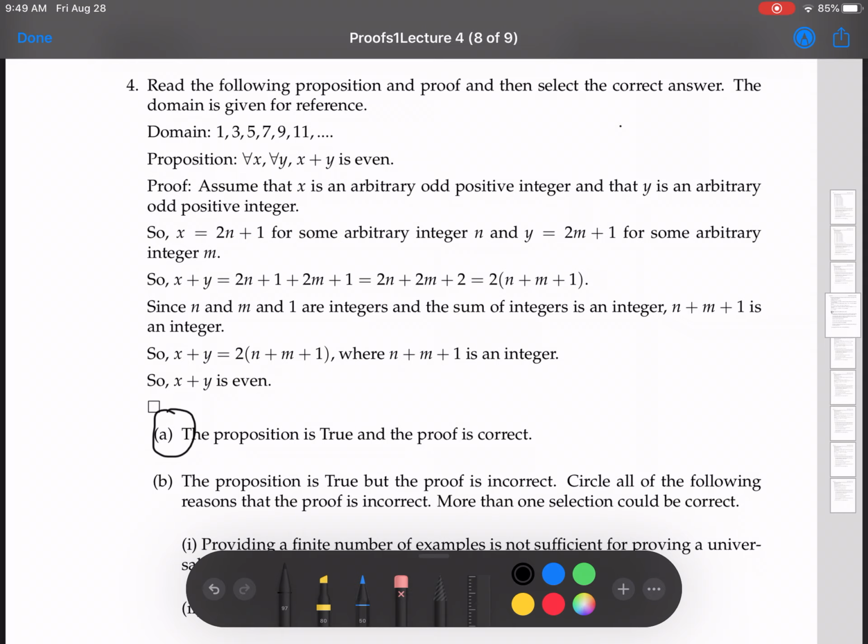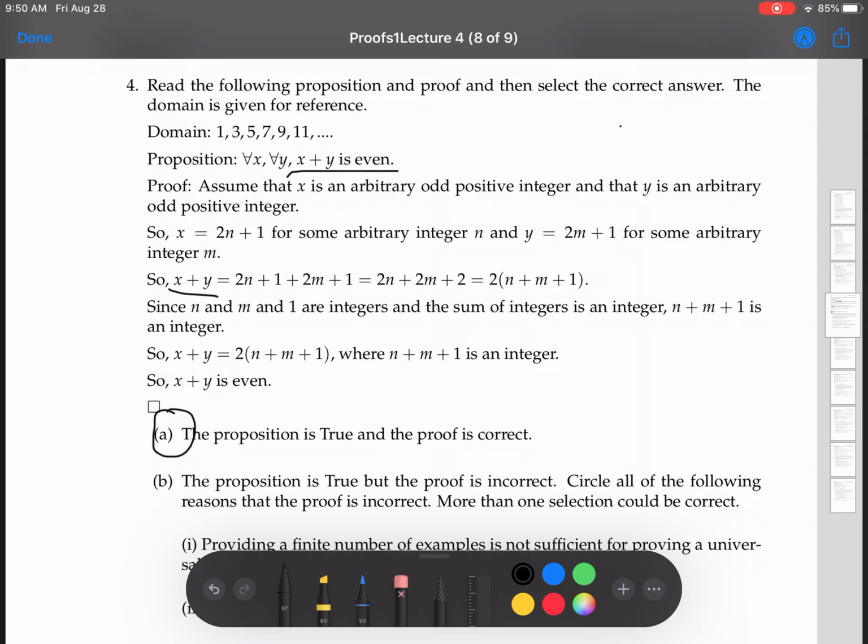Okay, so the next thing is that, now from the fact that X is odd and Y is odd, it follows that X is 2n plus 1 for some integer n, Y is 2m plus 1 for some integer m. Well, now the proof is about what happens when you add them, right? So let's add them. That's the point, right? So if we're talking about adding them, that's why we add them.